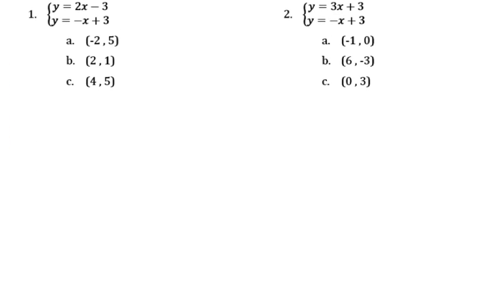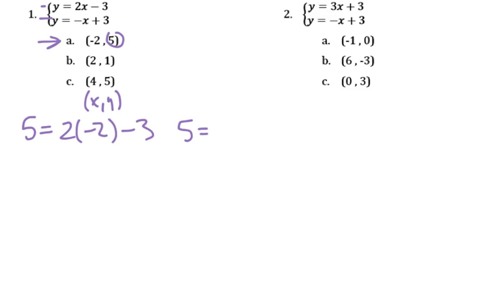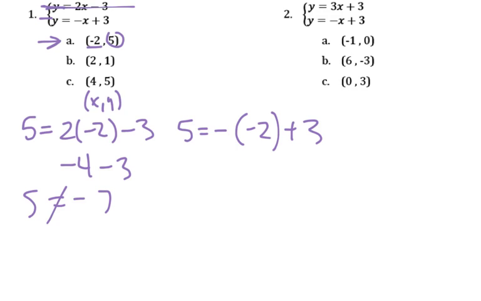So basically we've got to take these x and y values, plug them into both equations, see which ones work for both, which ones don't work. So we'll start with A. So y value of 5. So 5 equals 2 times negative 2 for x minus 3. And then 5 equals negative 2, because it's negative x, so you have to have that negative outside, plus 3. Okay, so 2 times negative 2 is negative 4, minus 3 is negative 7. That one does not equal, so it doesn't work for the first one.